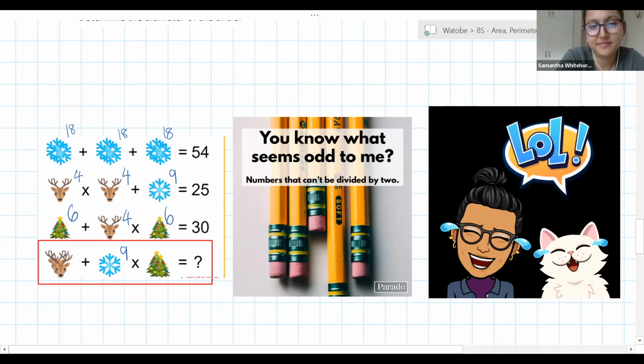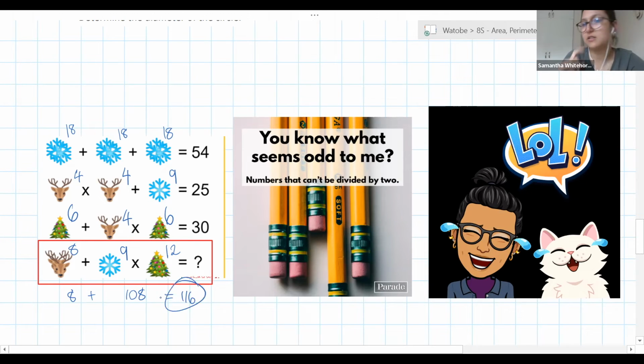And then I said 9 times 12. Why 12? Because the 2 threes, 6 plus 6 equals 12. Then I got 108, then I plus it by 8. And why 8? Because 2 reindeers, 4 plus 4 equals 8, ma'am. Then I got 116. Perfect.